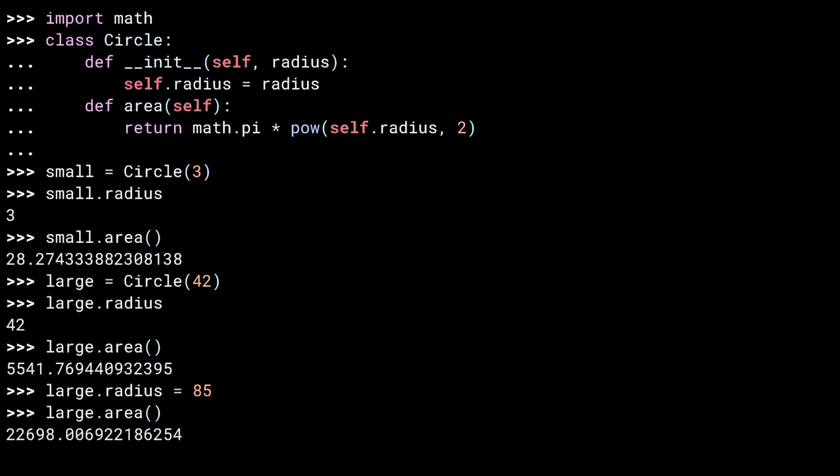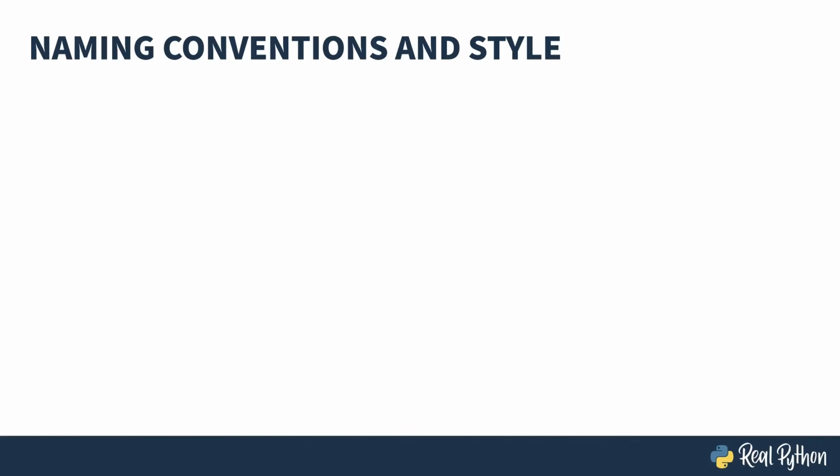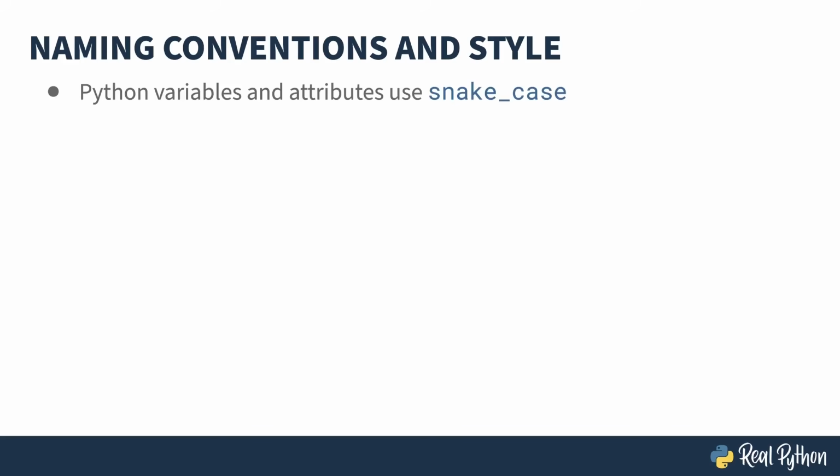Similar to the whole self thing, the style you use when you write a class isn't enforced by the compiler, but it is best to stick with known practices. It's easier for someone else to understand your code if you use the conventions that everyone else does. First off, like variables, attributes on an object use snake case. That's all lowercase with words separated by underscores. Class names themselves use Pascal case. That's no underscores, but with capitals on each word.